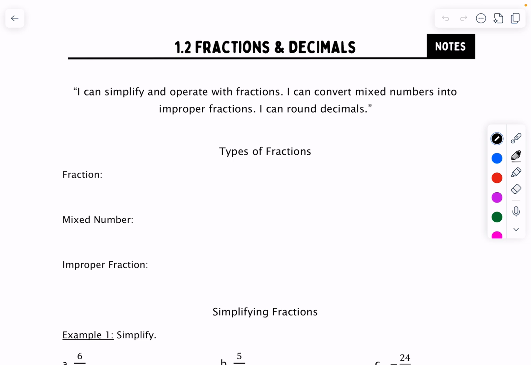So after this lesson, you should be able to simplify and operate with fractions. You should be able to convert mixed numbers into improper fractions, and you should be able to round decimals. So let's get started with some definitions.